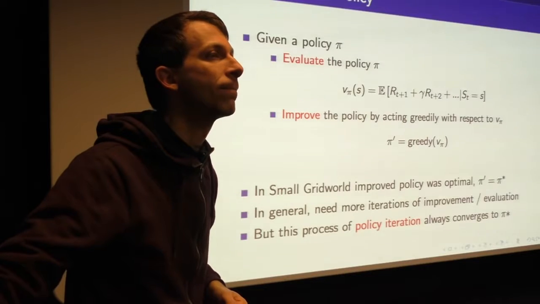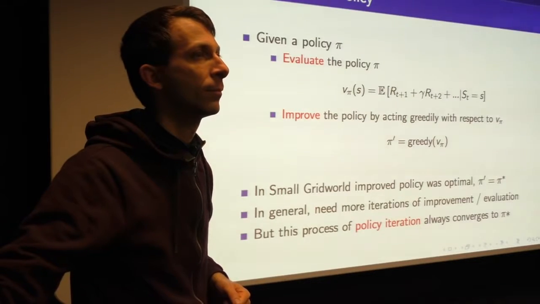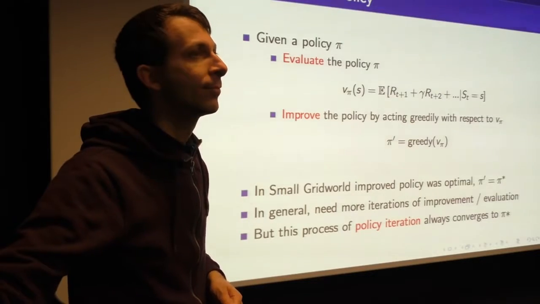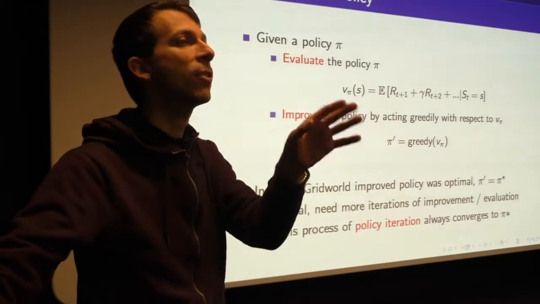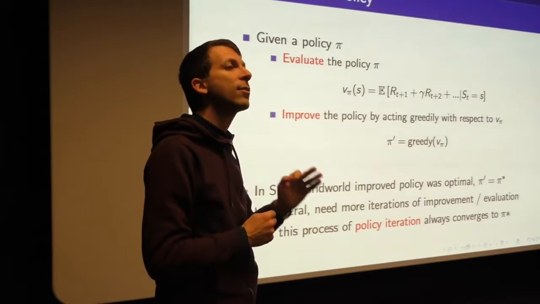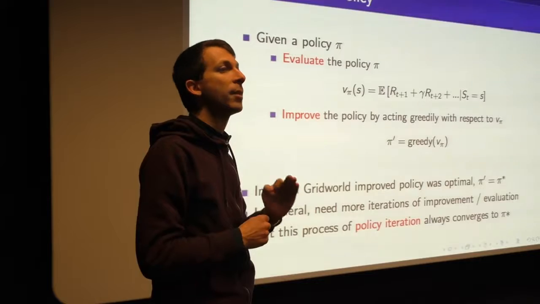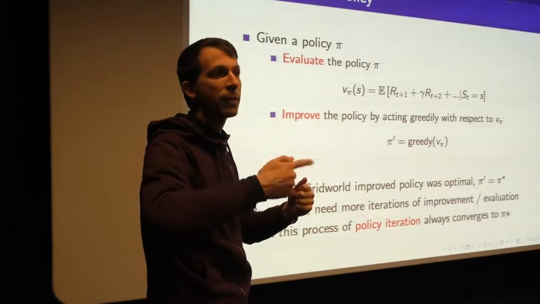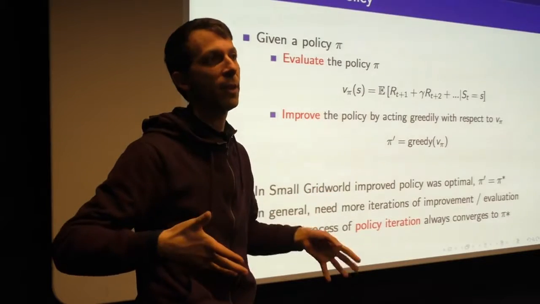Yeah, questions? When you improve the policy, then isn't it like a deterministic thing? Yes. Recall from the last lecture that there is always at least one deterministic optimal policy for any MDP. So it's sufficient to actually search over deterministic policies only when you're looking for the optimal policy.